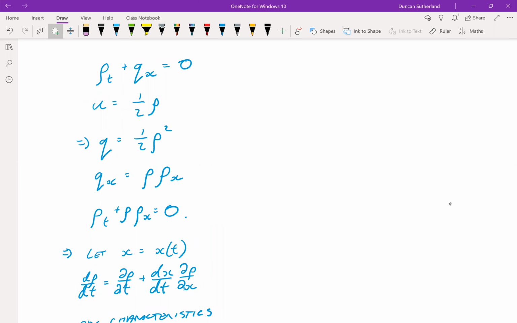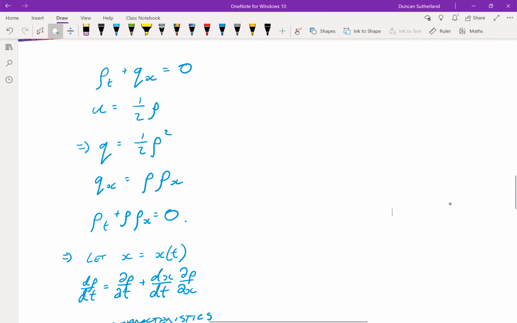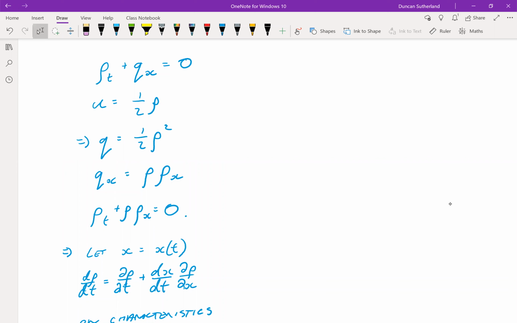Alrighty, let's have a look at another version of our characteristics problem. This is very similar to the one in the other video, so much so that I'm not writing this out again. It's exactly the same setup. We've got a hyperbolic conservation law. We've got the same velocity of objects as we had.